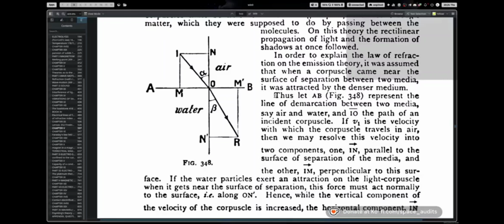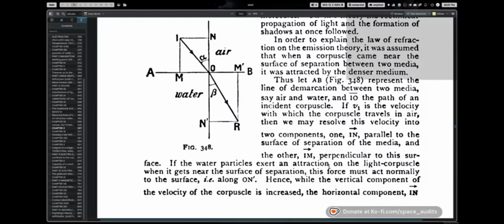So thus, let AB in figure 348 represent the line of demarcation between the two media of air and water, and IO the path of the incident corpuscle. If v1 is the velocity with which the corpuscle travels in air, then we must resolve this velocity into two components: one in the direction parallel to the surface of separation of the media, and the other in the direction perpendicular to the surface, denoted by IN and IM.